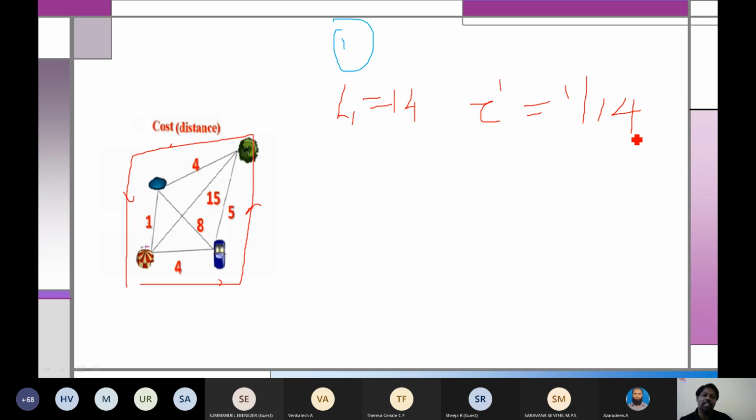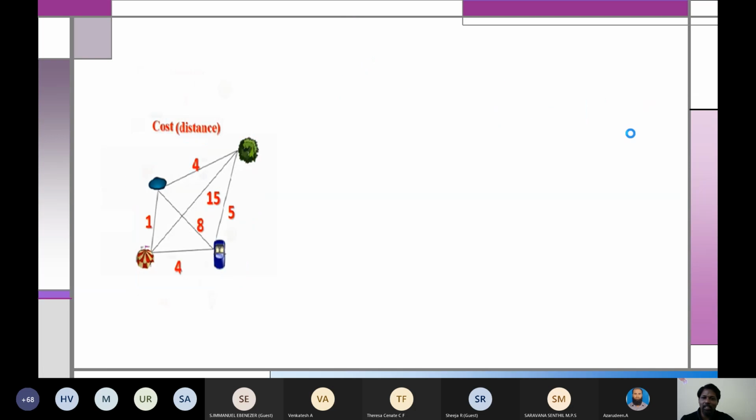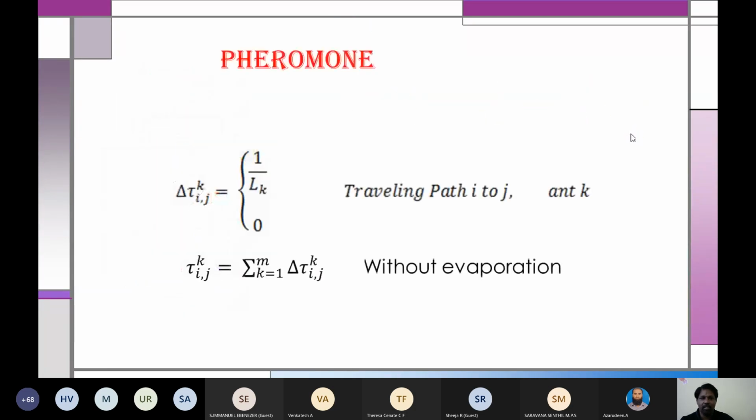Hope it is clear for the first ant. It is taking this path, so the distance is 14. Just count the numbers, that's all. And the tau, the pheromone deposited, is 1 by 14. Now let me come to the second ant.